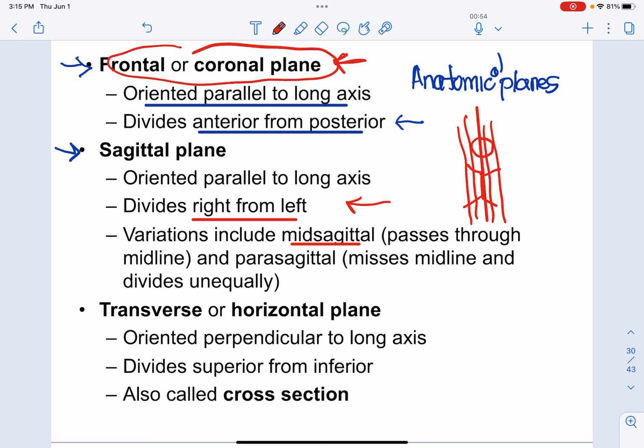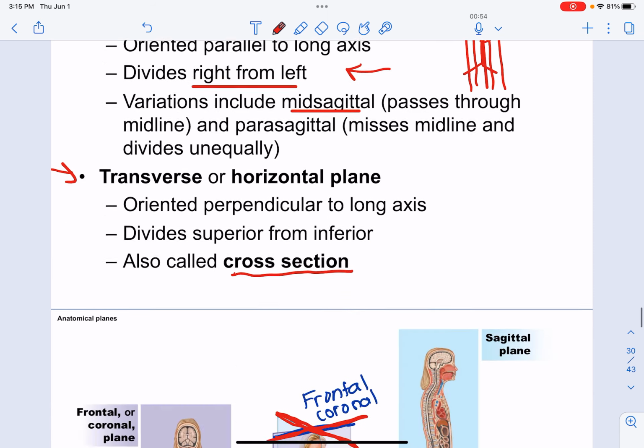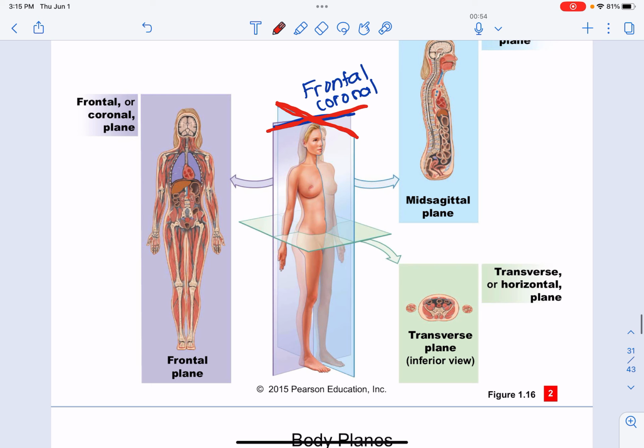And then third, we have what's called a transverse or horizontal section. This is also, I commonly say, a cross section. Here is the cross section. So we're cutting through the body to create a transverse plane, okay?